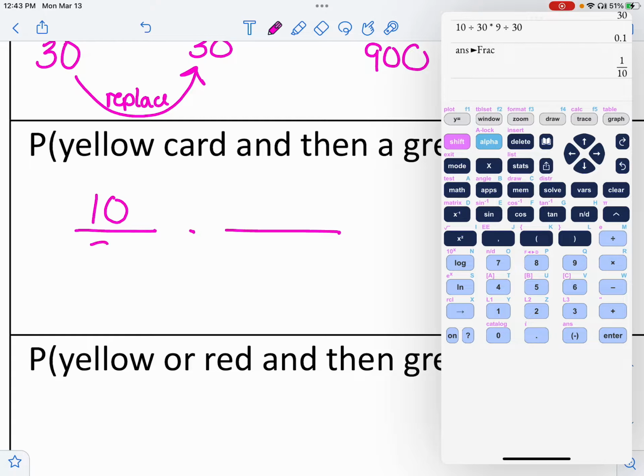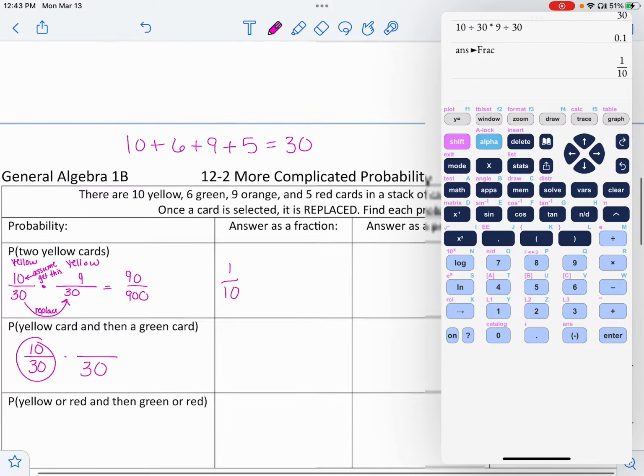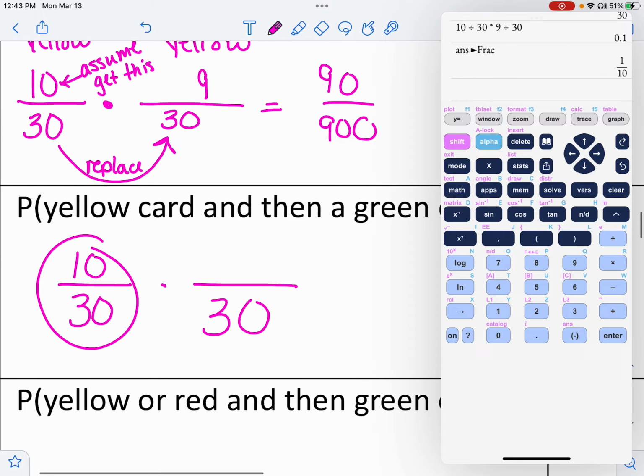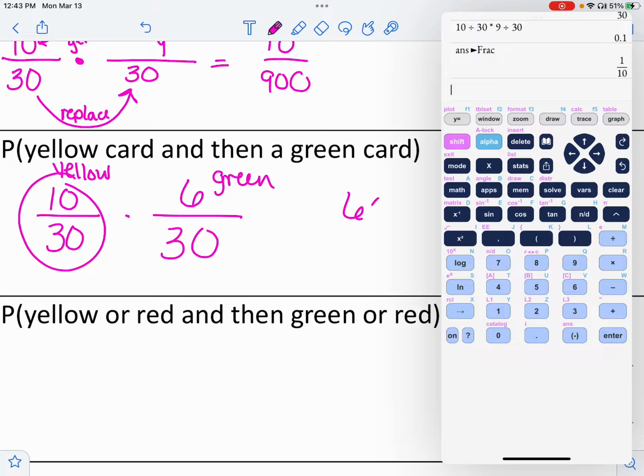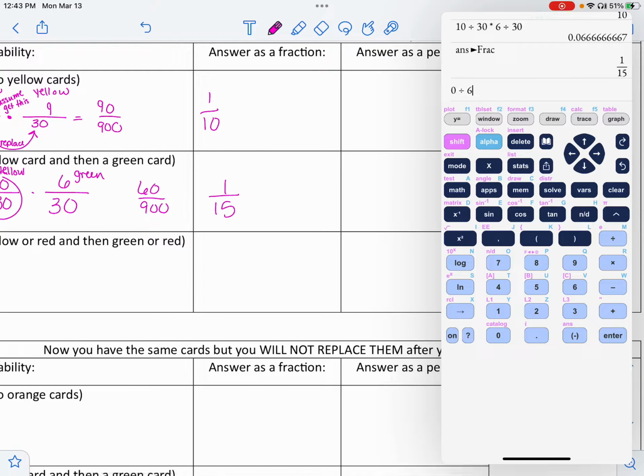So remember, it was 10 out of 30 for the yellow. We assume that this happens. We replace the cards. We're back to a lot of 30. Now we go ahead and look at our green. And how many green do we have? 6. So this one's for the yellow, this one's for the green. And now we multiply. That's going to be 60 out of 900. Or if you just want to type it in, it's 10 over 30 times 6 over 30, math, enter, enter, is 1/15. And sure enough, that is the same as 60 over 900. It's just reduced. And we're just verifying here. And there it is.